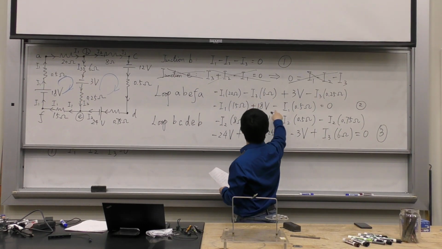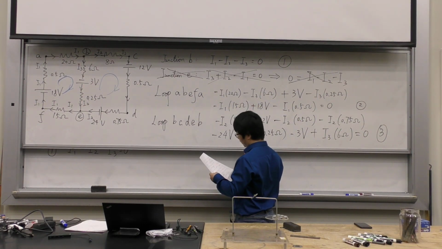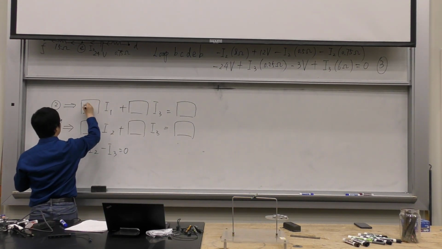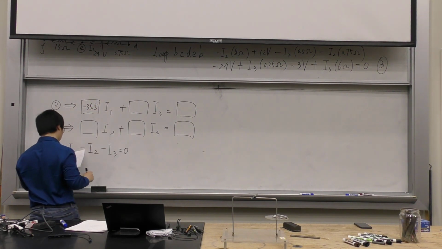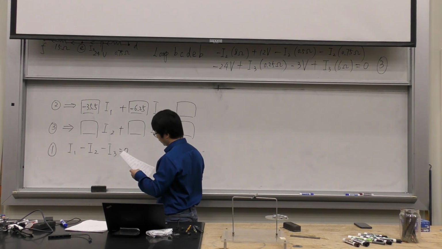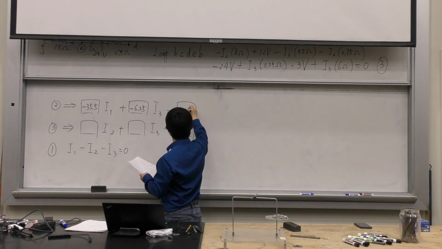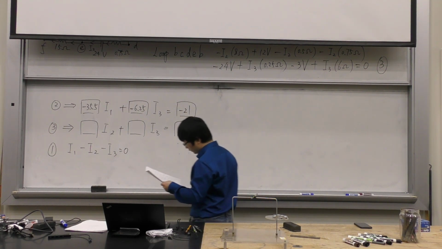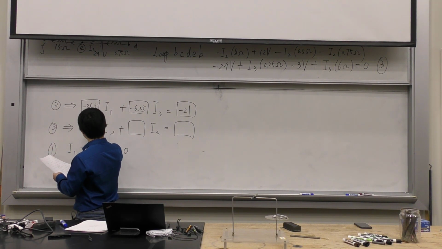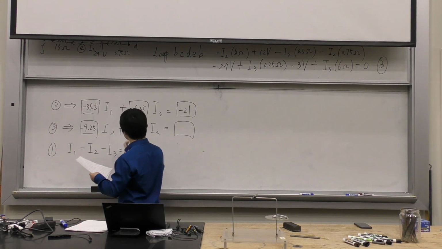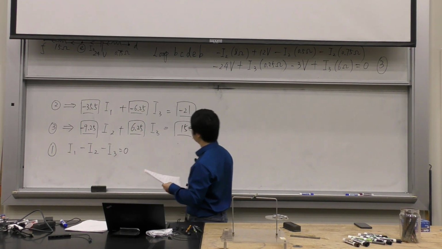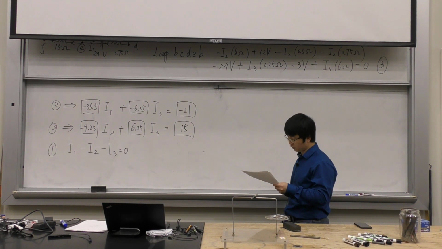When you put everything together in this equation, combine them. So what I get is this: negative 35.5 I1, and then negative 6.25 I3, equals negative 21. And the third equation, I put all the terms together, I get negative 9.25 I2 plus 6.25 I3 equals 15. I'm just solving for I2, I1.